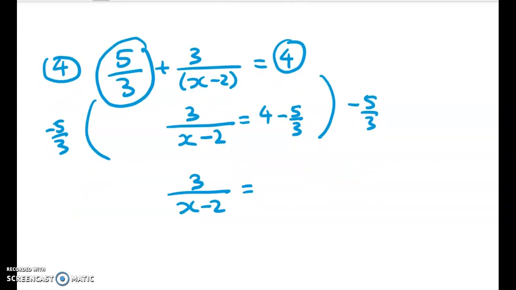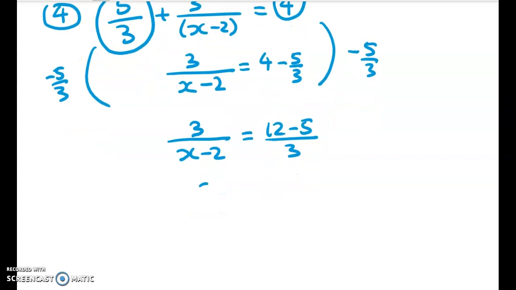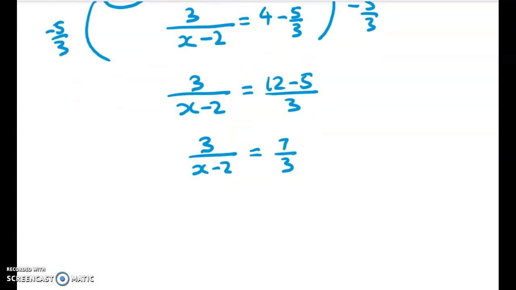So let's write that as an improper fraction. 4 times 3 is 12, so we've got 12 minus 5 over 3. We end up with 3 over x minus 2 is equal to 7/3. Some of you will want to cross multiply this straight away. I'm fine with that as long as you understand what you're doing.